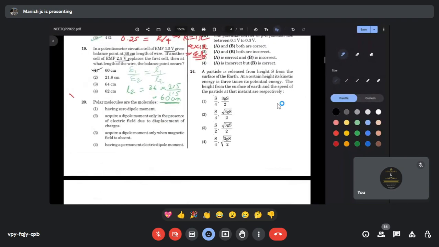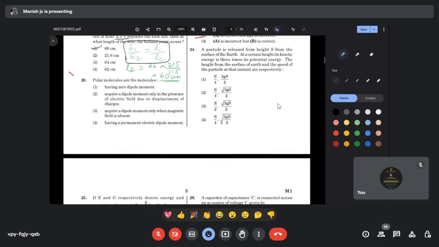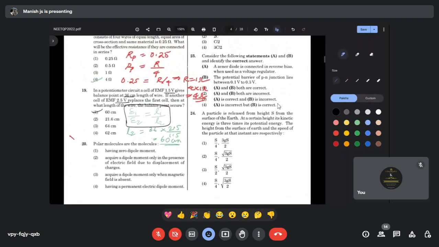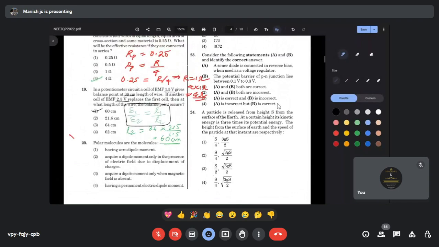Comparison of EMF and balancing length condition only. Direct relationship. Okay. Moving on to the next question. I hope it is clear. So I know I'm fast, but I think this does not require more time. So I'm going fast. Sorry.